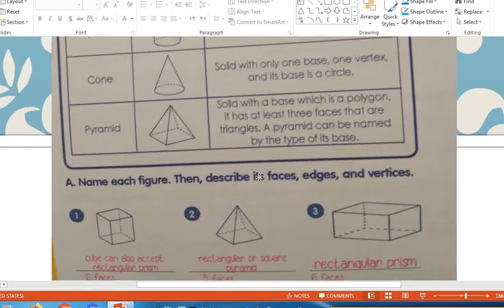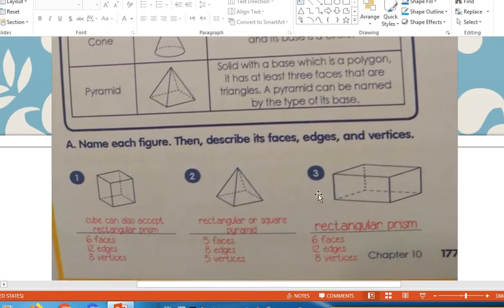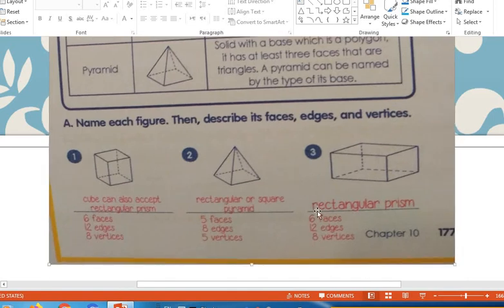Here he wants me to name the figure. It's very easy now. It's a cube. 6 faces, 12 edges, 8 vertices. This is a rectangular or square pyramid. Why? Because a square is a kind of rectangle. This is why we say rectangular or square pyramid. 5 faces, 8 edges, 5 vertices. Rectangular prism, 6 faces, 12 edges, 8 vertices. By that we have covered this lesson.